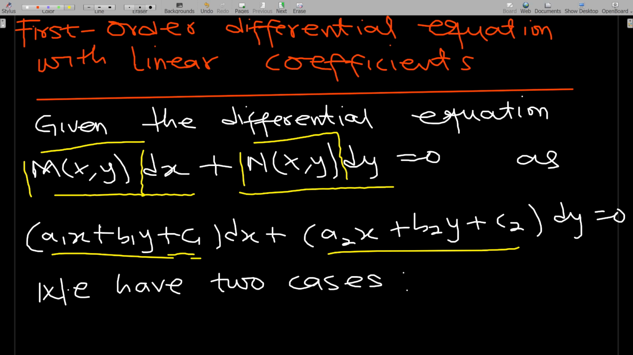In the first case, we'll have to do some transformation that will convert these linear coefficients to a homogeneous form. Then we use our idea on the homogeneous way to solve this. Okay, and I hope you've watched the video or the lesson on how to solve homogeneous first order differential equations.